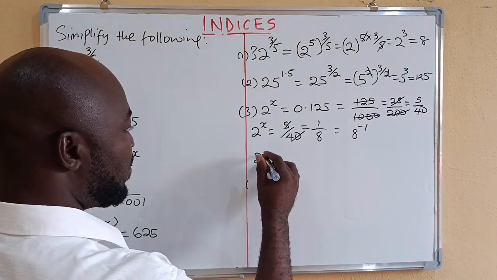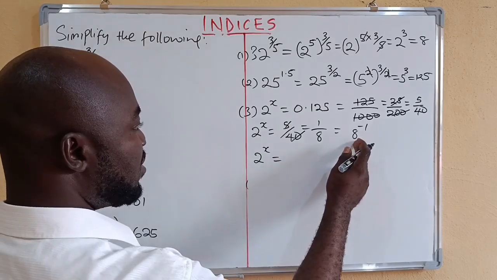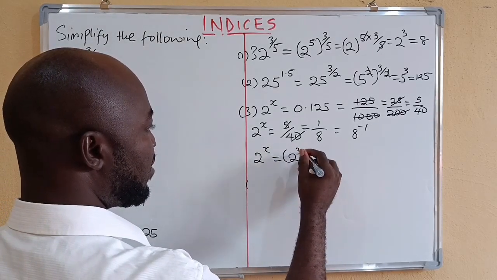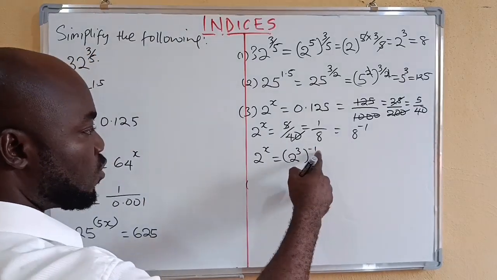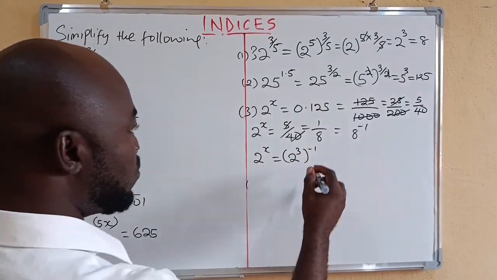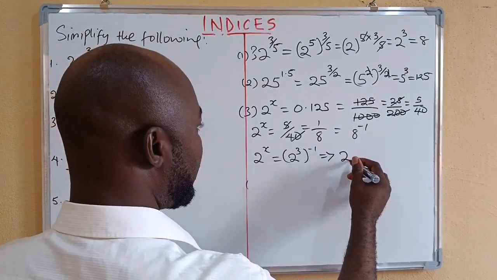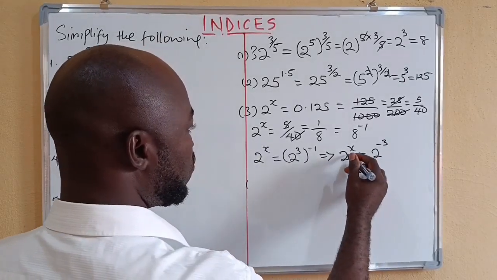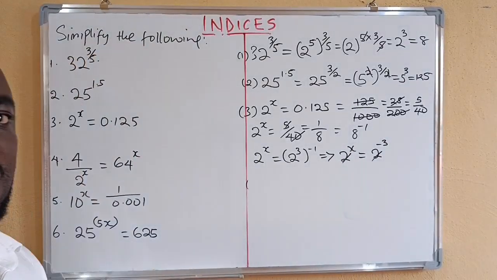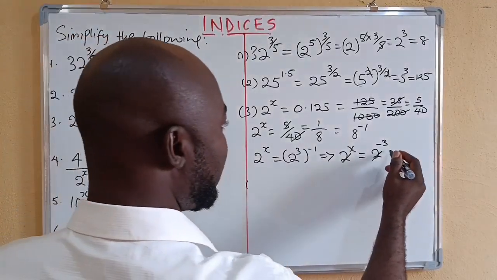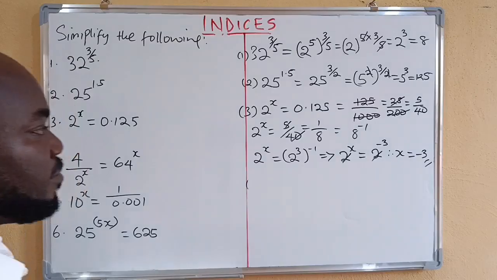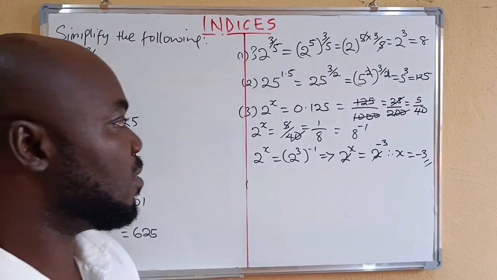Now I will have 2 to the power of x. I will raise this 8 to be 2 to the power of 3 minus 1. So 3 times minus 1 will give you minus 3. So this will imply that 2 to the power of x will give me 2 to the power of minus 3. So 2 and 2 cancel themselves because they have the same base. Therefore, my x is equal to minus 3. So this is how you solve this kind of problem.